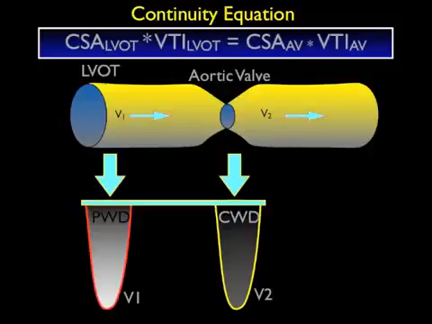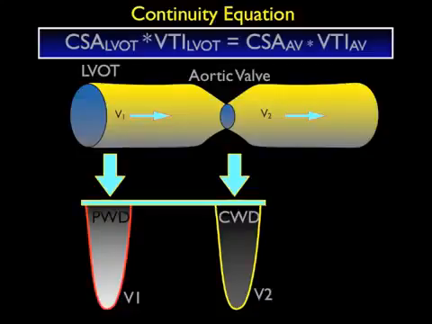Since the cross-sectional area of the valve is smaller than the LVOT, blood must travel at a higher velocity over time to keep the flow equal. Thus, the VTI of the aortic valve is always higher than that of the LVOT. This relationship is useful to exploit when establishing aortic valve area.